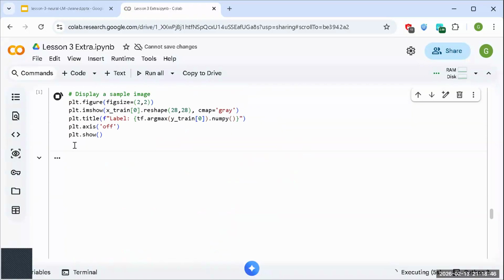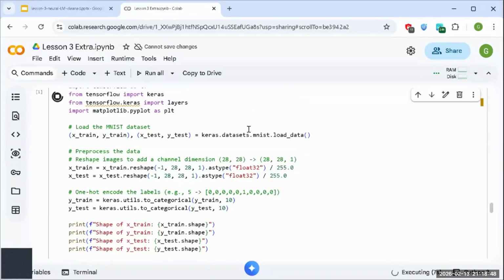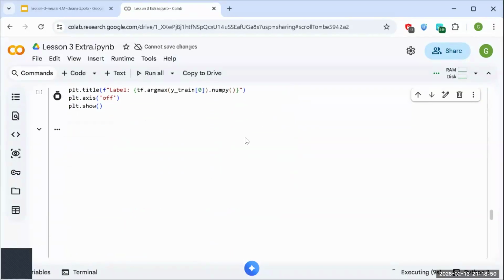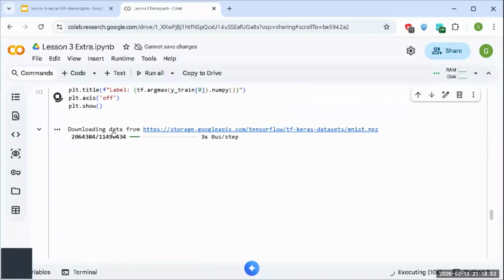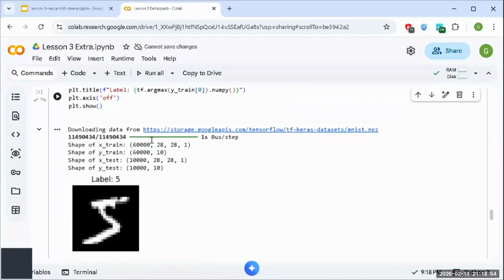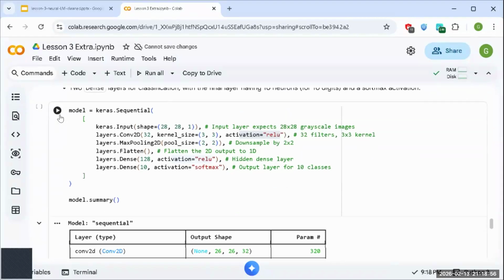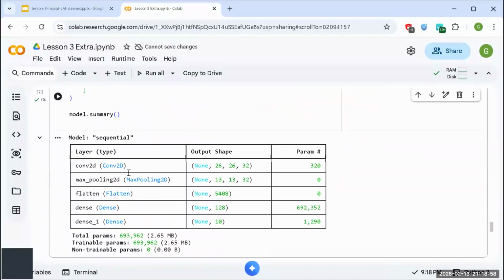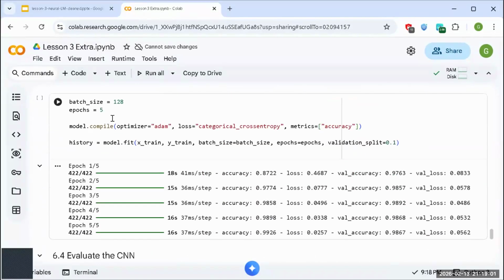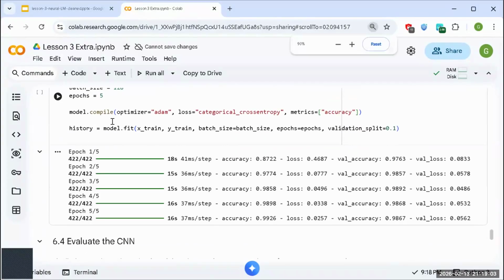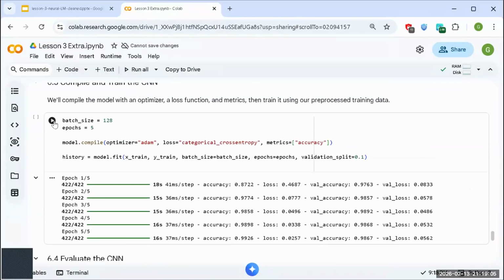So I run, give it some time. It's going to load the MNIST data set. Okay, so it's going to load the data. It's going to process the model, and then it's going to do some settings for the model. But at the same time, it's going to start training the model to predict numbers.